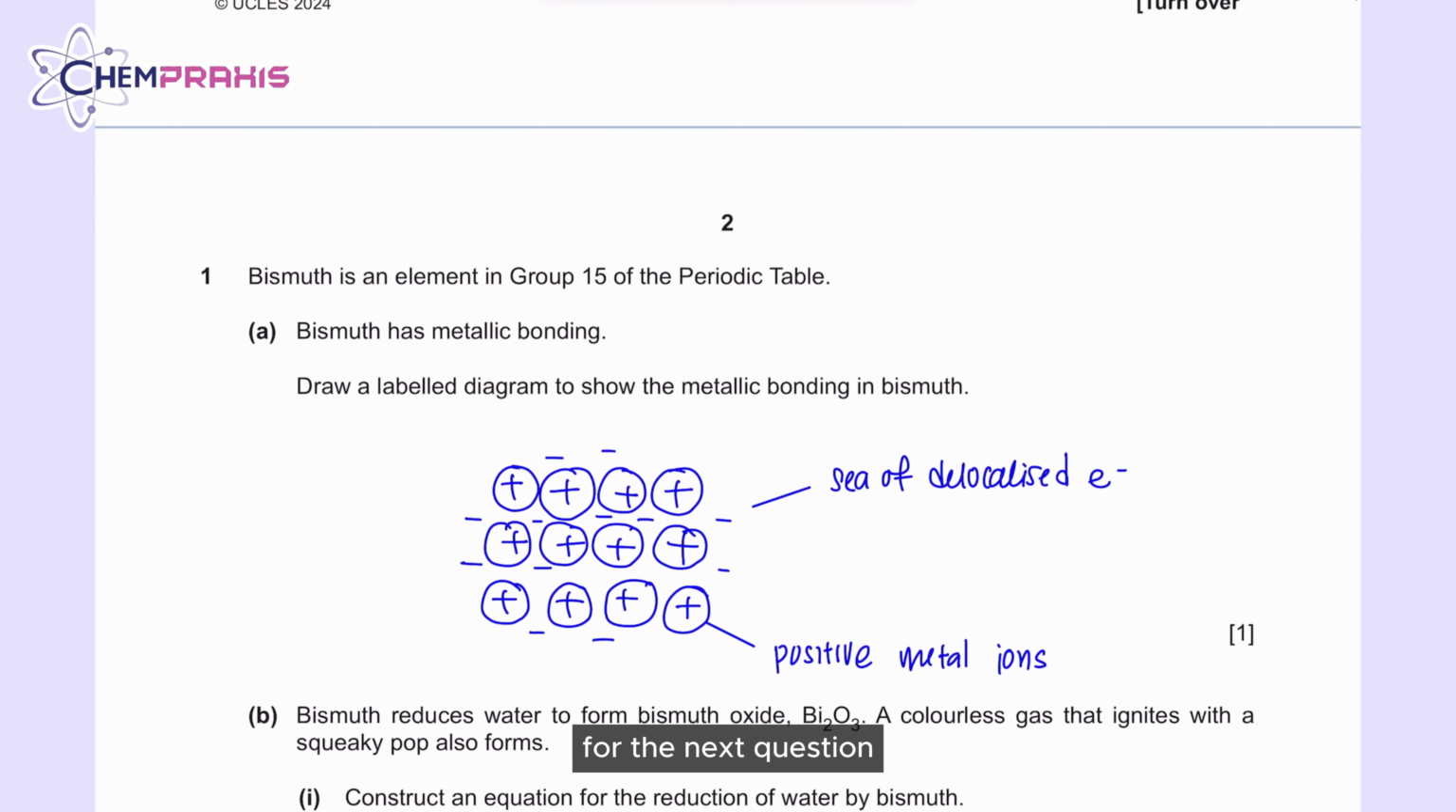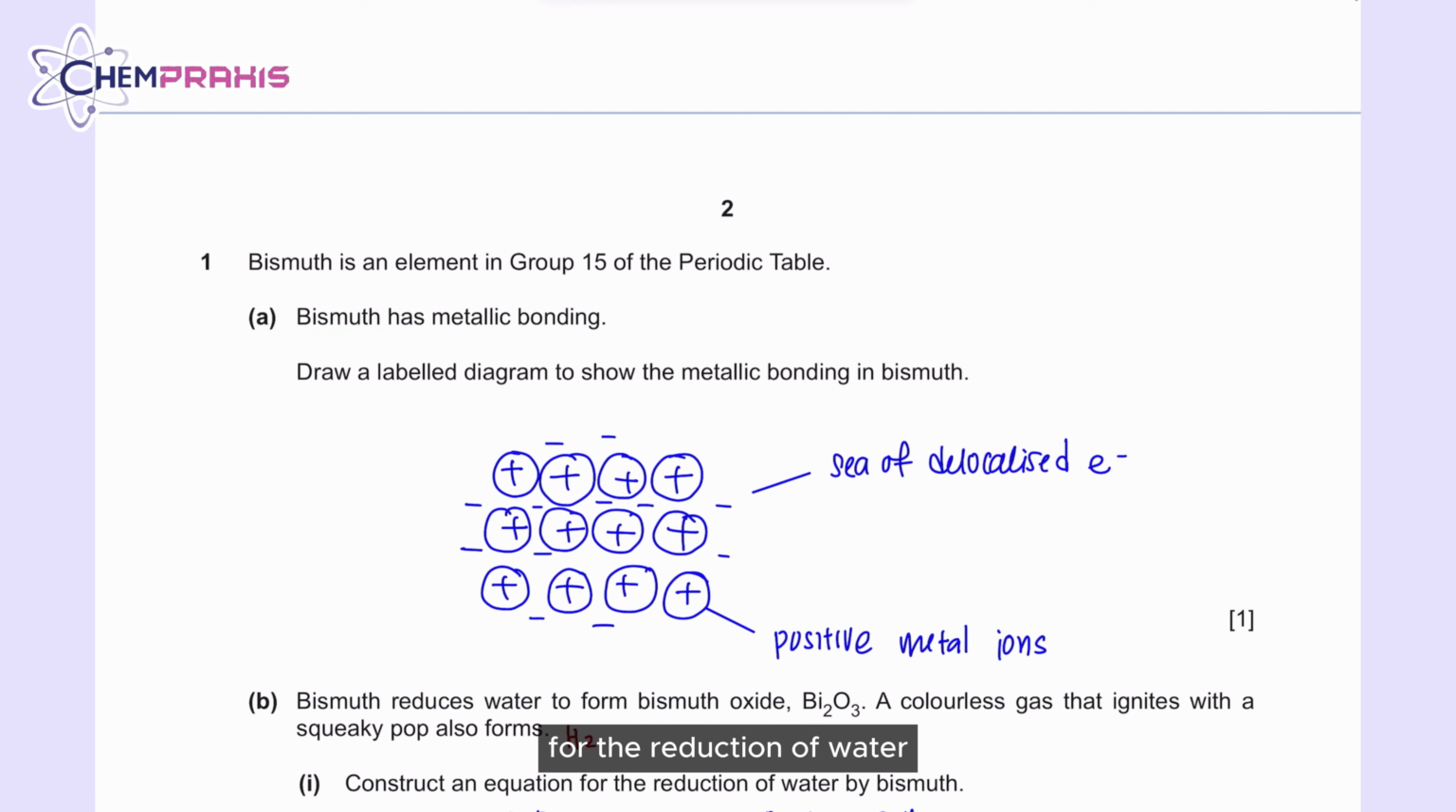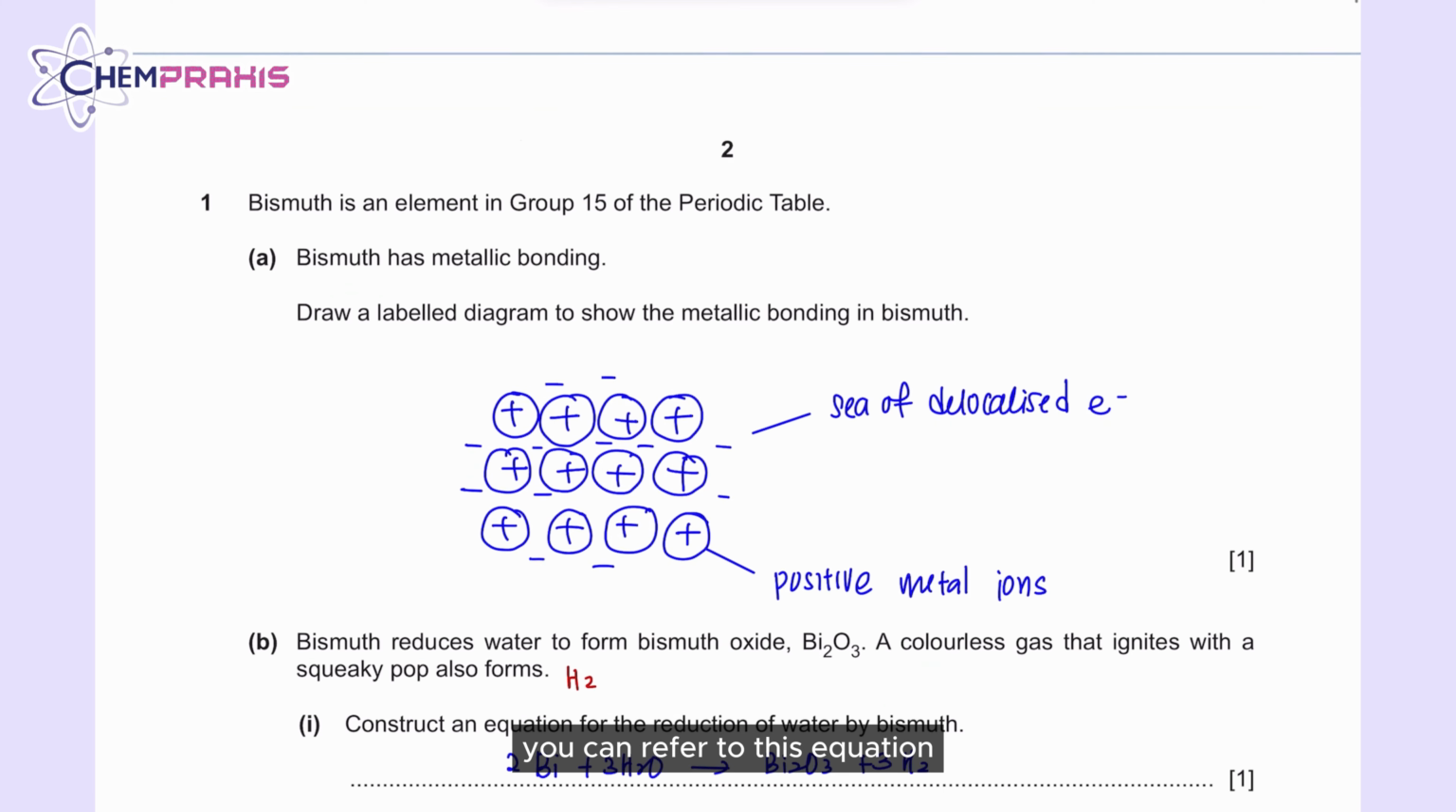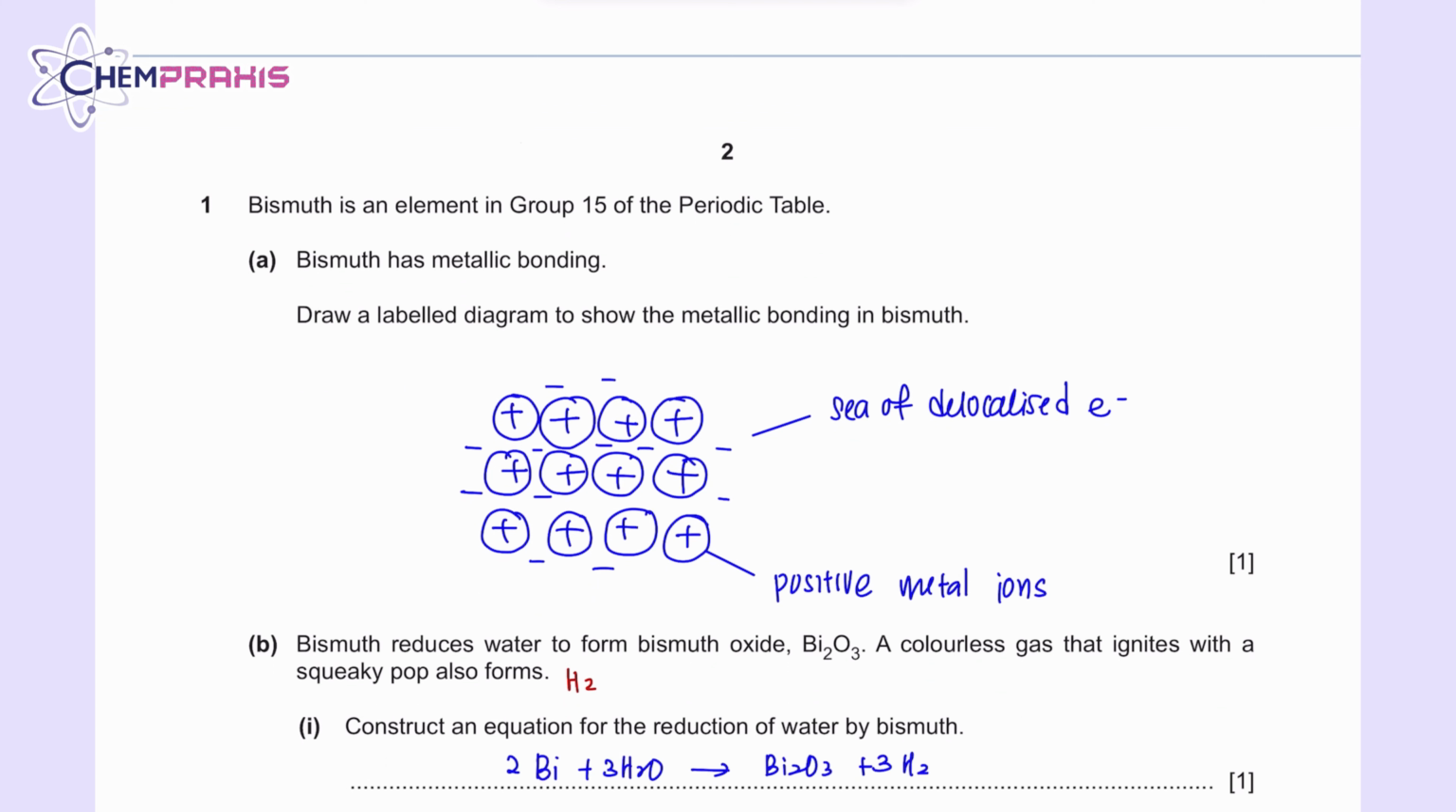For the next question, bismuth reduces water to form bismuth oxide, Bi2O3, and a colorless gas that ignites with a squeaky pop also forms. If a colorless gas forms with a squeaky pop sound, it is hydrogen gas. So in order to construct an equation for the reduction of water by bismuth, you can refer to this equation. And also with the correct balancing, you can get another 1 mark.